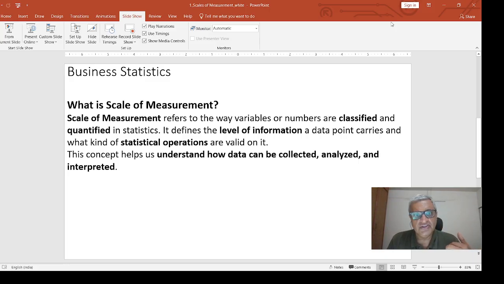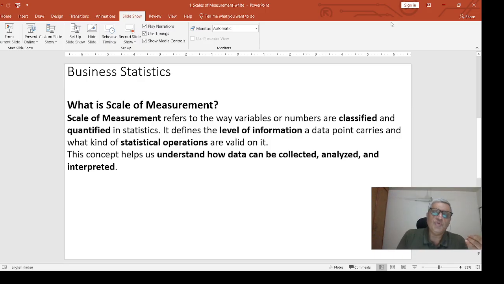There are different kinds of scales of measurement, and they decide what kind of statistical operations we can carry out on such measurements. For example, if you have classified data into male and female, then you can't calculate mean or standard deviation on that piece of information. But what you can calculate is count, how many males and how many females, and then you can calculate the percentage distribution between two categories.